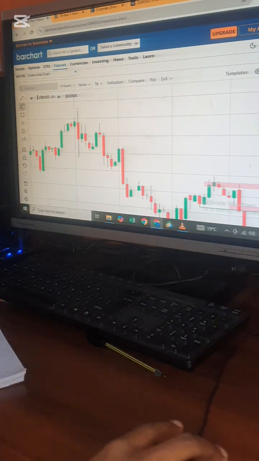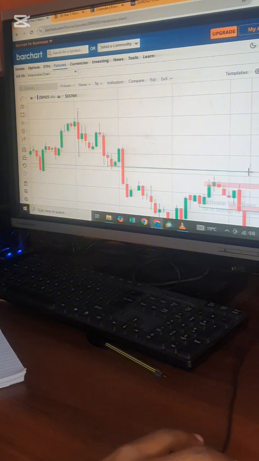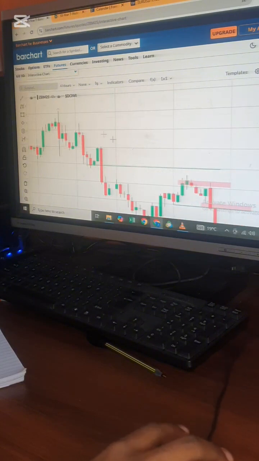So here, let me mark the zones. This one is the breaker. This one, then a fair value gap down below.